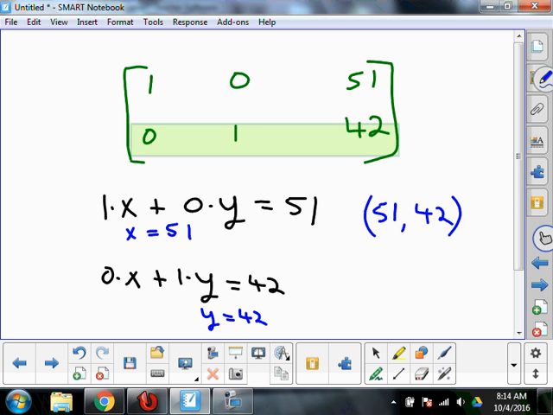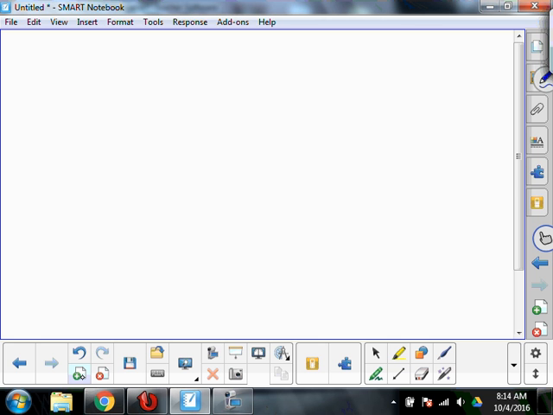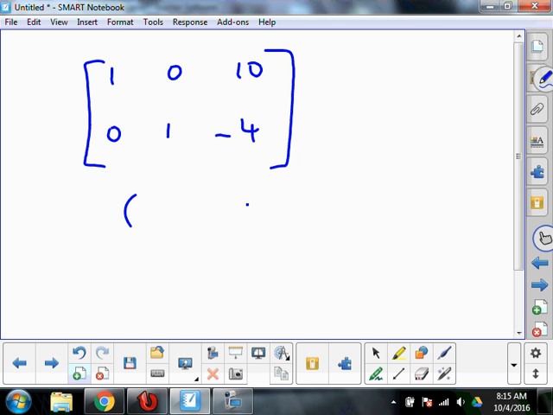How do we feel? Does that make sense? Do we get interpreting that, going from that matrix with the 1 and the 0 in it to our solution? So let's try another one. Suppose we had something like this. Suppose we had something like 1, 0, 10, 0, 1, negative 4. What would the solution of our system be? Our solution would be 10, negative 4.